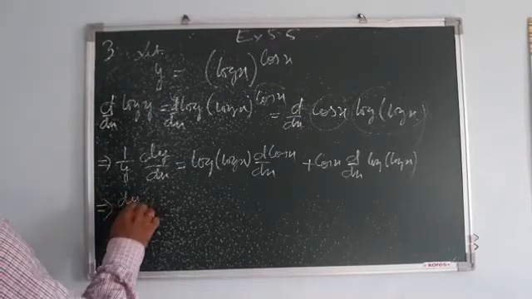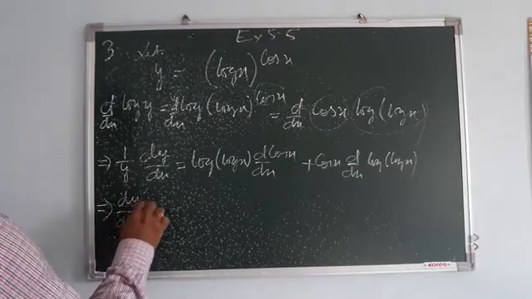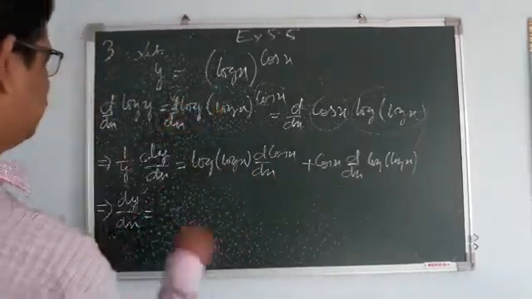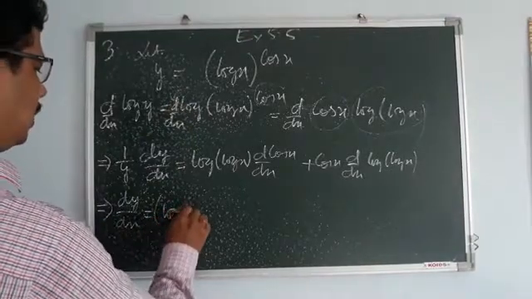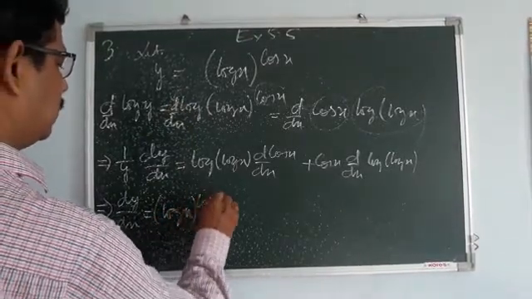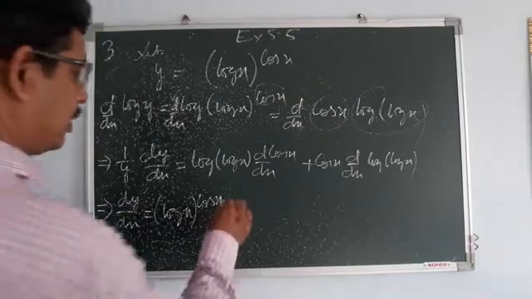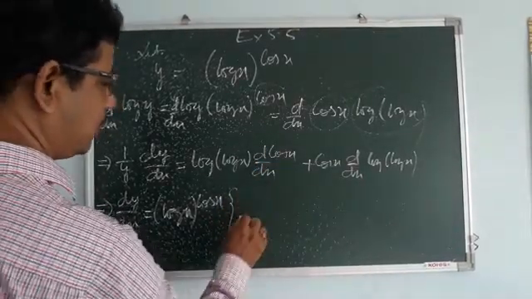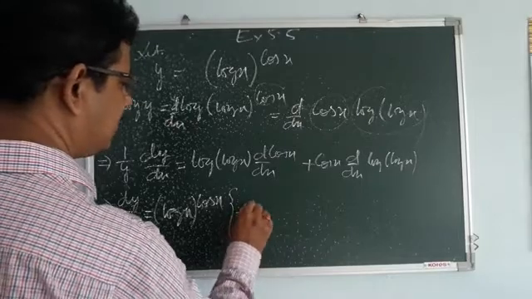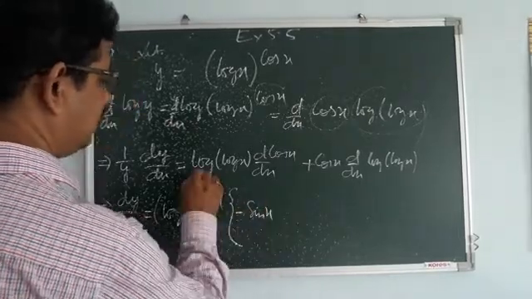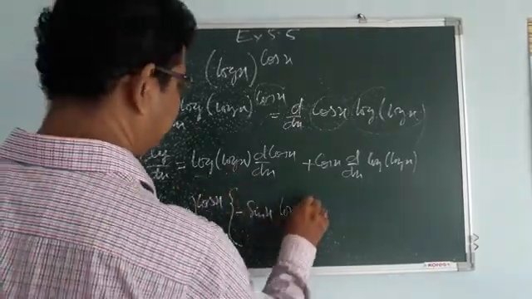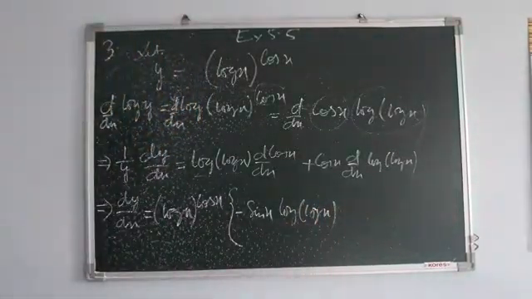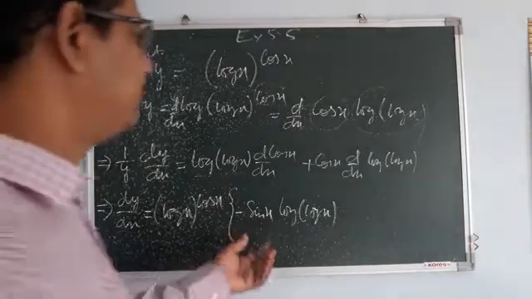Now dy dx, it will be what? Y into this one. So y is what? This we will write: (log x) to the power cos x. Now this one, differentiation of cos x with respect to x is minus sin x. This term also you have to write, log x. See here, cos x with respect to x we have written here.